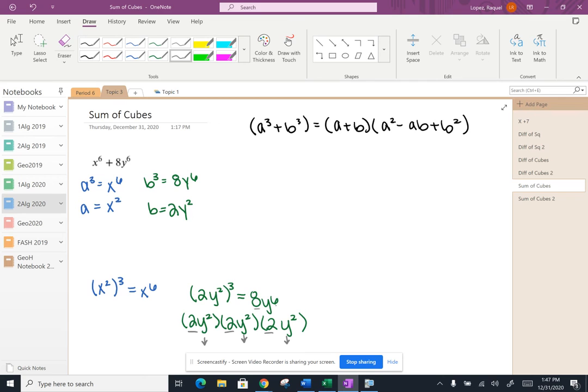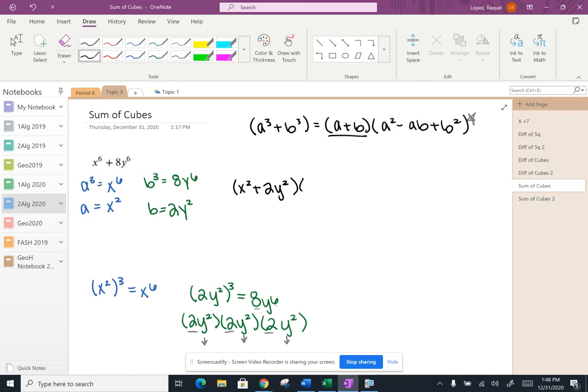Okay, now that I've identified what a and b are, I can go ahead and substitute those values in over here wherever I see an a and wherever I see a b. So let's go ahead and do that. The first one I have to do is a plus b. That one's easy. a is x squared, so I write x squared plus, and then b is 2y squared, so plus 2y squared.